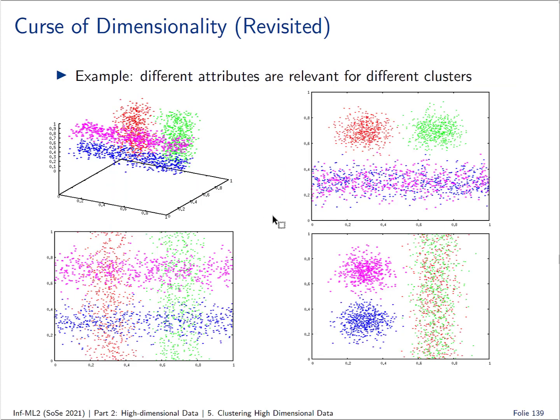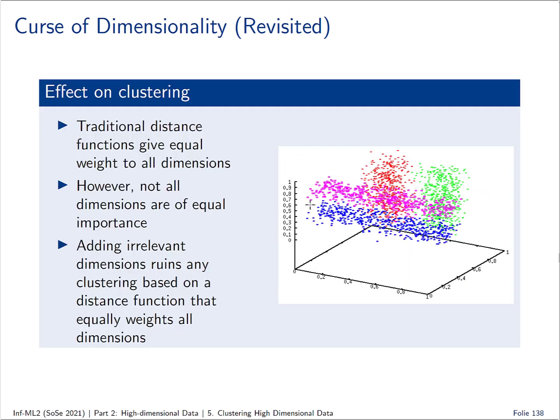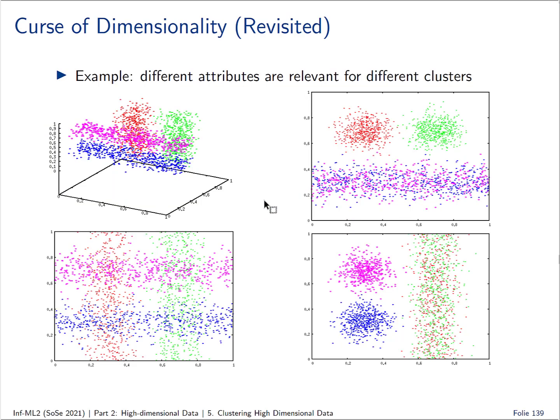Here is an example, which is the same example as before, where we have not only relevant or irrelevant attributes, but different attributes being relevant for different clusters. That is already happening here in this three-dimensional example. So this is the data set here. Color-coded are 4 different clusters: a green one, a red one, a purple one, and a blue one. In the three-dimensional case, you don't see too much of it because they are not perfectly overlapping, but they are quite overlapping actually.